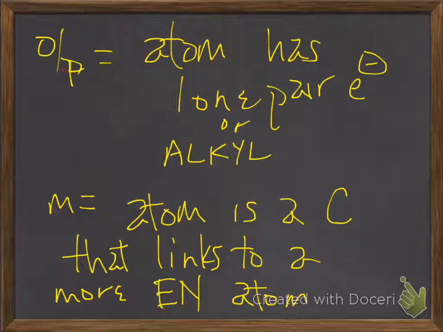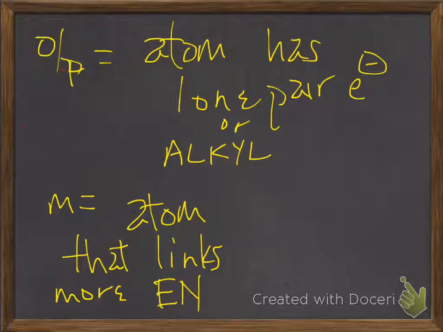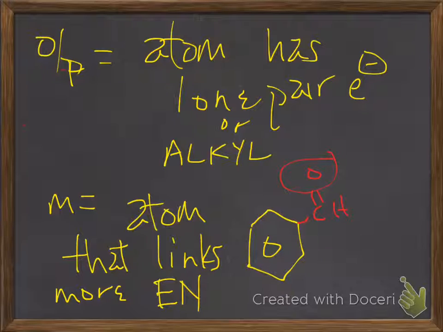Whereas here, for the M directors, I'm going to give myself a little more room. Remember, it's going to be M directing if it's a carbon that's directly attached to the benzene. So this time I'm going to draw the benzene ring out so you can see. So this is the benzene ring. Let's draw what we mean. So we have a carbon, but if that carbon is attached to something else that's more electronegative, so for example, an aldehyde, since it's attached to this oxygen, it's going to make it an M director and deactivating.